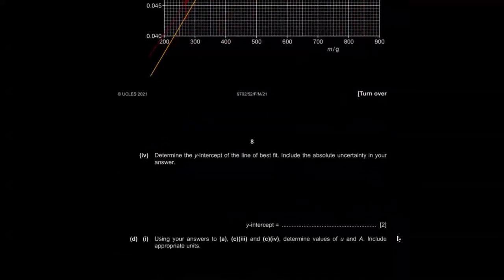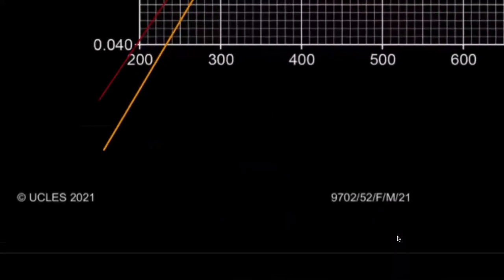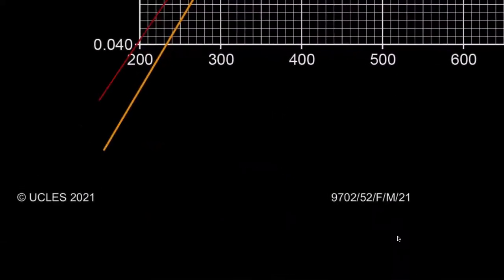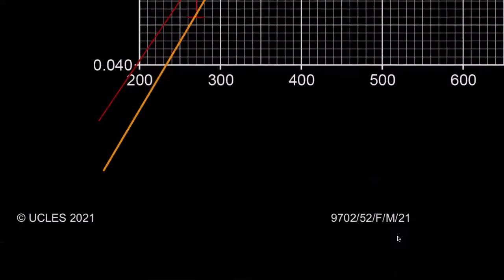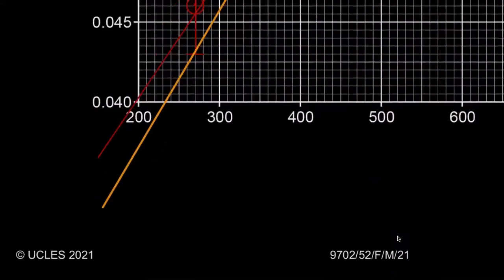Determine the y-intercept of the line of best fit. For the line of best fit, if I think about this, this is my y-intercept, right? And that was a trick question because this isn't my y-intercept. All right, so this is not the y-intercept. Sorry, got a bit distracted.